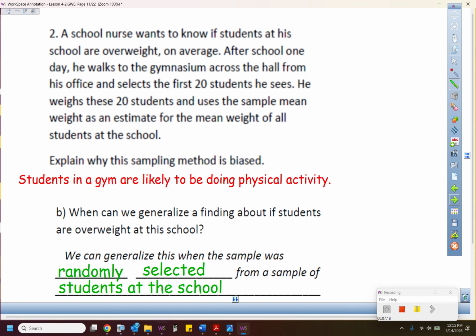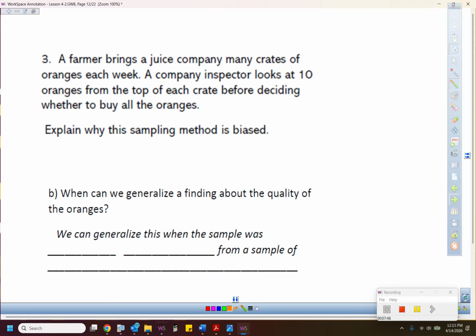This randomly selected is kind of the moral of the story. And randomly selected from what? Whatever you were trying to study. And this wasn't just like the weight of the students at the school in that case. So, one more convenience sample. I bet this one makes pretty good sense now that you've seen a couple of them.